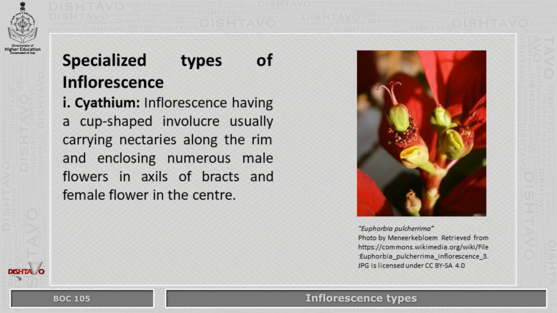Coming to the specialized types of inflorescence, we have cyathium. A cyathium inflorescence has a cup-shaped involucre, usually carrying nectaries on the rims of the involucre, enclosing numerous male flowers which surround one single female flower in the center. This is again a characteristic of family Euphorbiaceae.